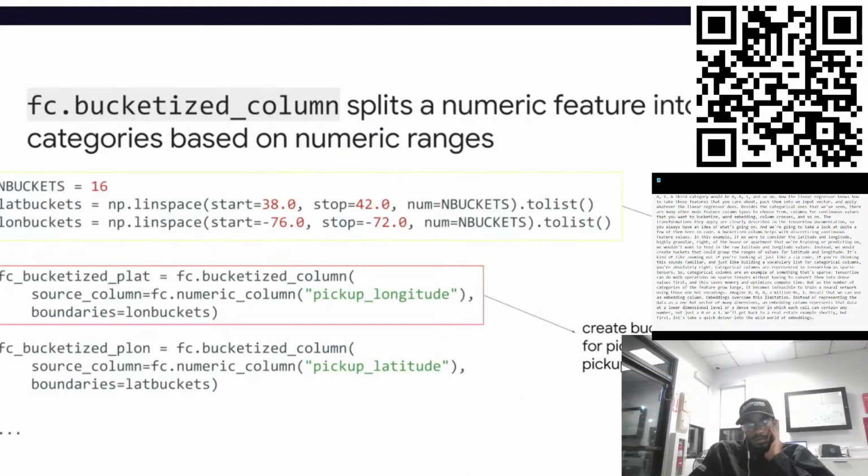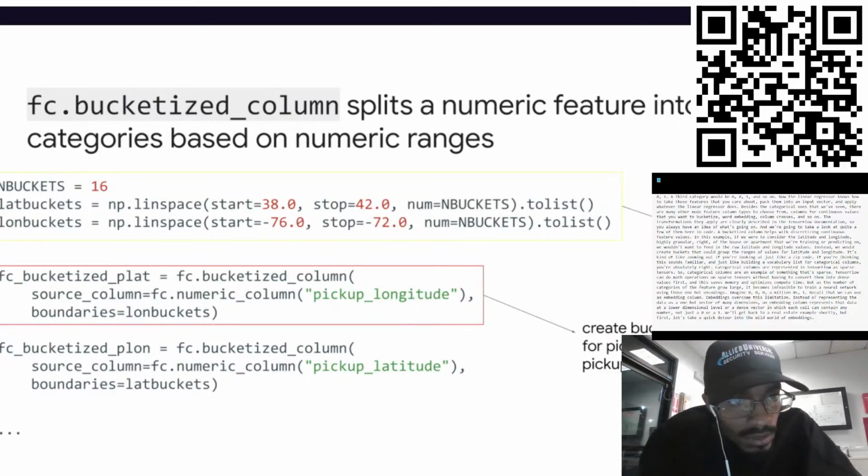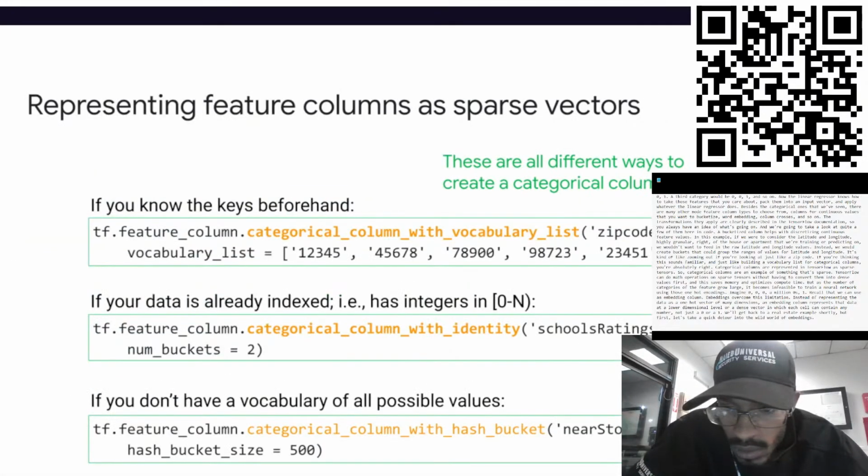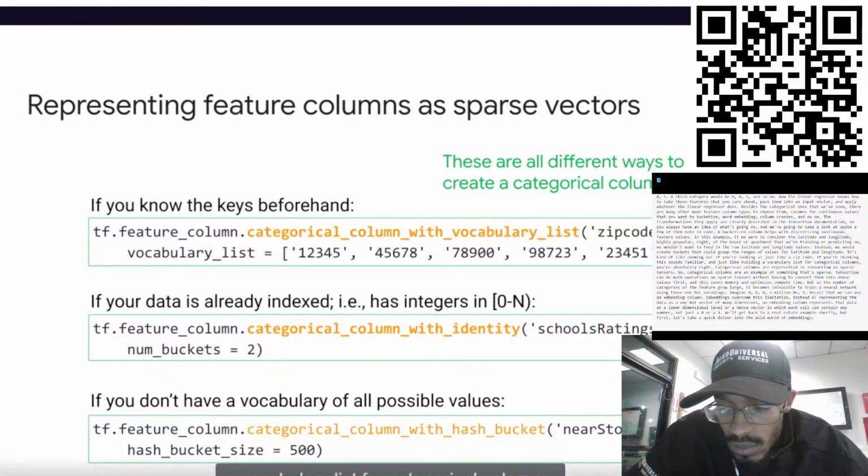A bucketized column helps with discretizing continuous feature values. In this example, if we were to consider the latitude and longitude, highly granular, of the house or apartment that we're training or predicting on, we wouldn't want to feed in the raw latitude and longitude values. Instead, we would create buckets that could group the ranges of values for latitude and longitude. It's kind of like zooming out, like looking at just a zip code. If you're thinking this sounds familiar, just like building a vocabulary list for categorical columns, you're absolutely right.